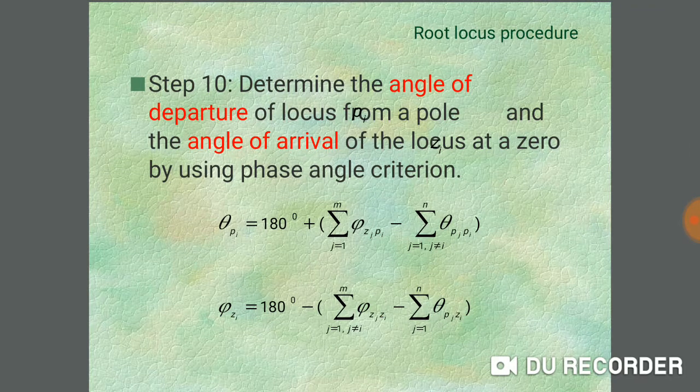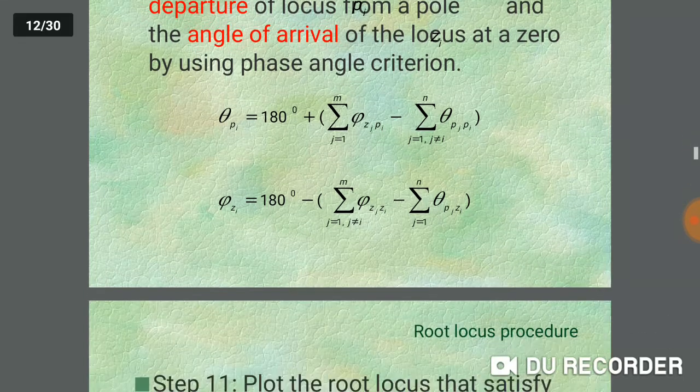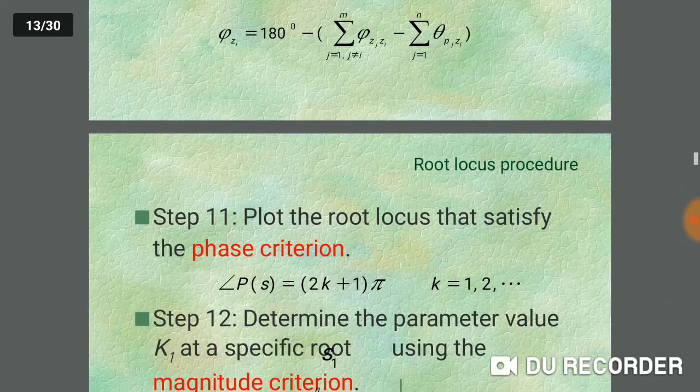Next, step number 10: this is the determination of the angle of departure and angle of arrival for the phase angle given for the particular system. These are the formulas with respect to the angle of departure and the angle of arrival, denoted by theta p and phi z. We'll use these formulas at the time of solving the examples.